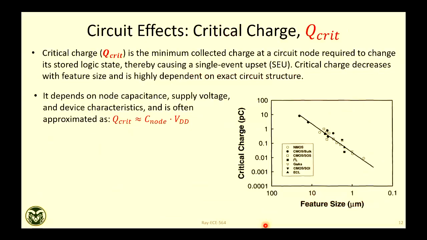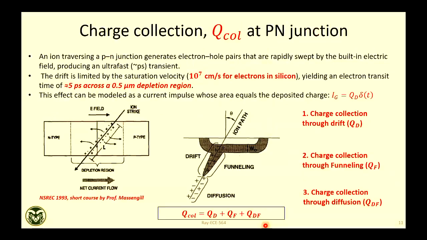Then the last thing, so this is all about charge collection. We talked about charge deposition, and the ion goes through it depending on the energy of the ion, depending on the LET of the ion, depending on the ion path, how long the ion took to cross this PN junction. So we can find the charge deposition, and charge collection depends on the field profile, the PN junction profile.